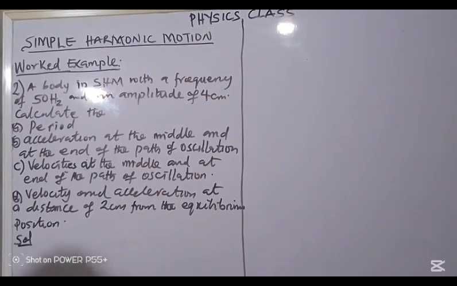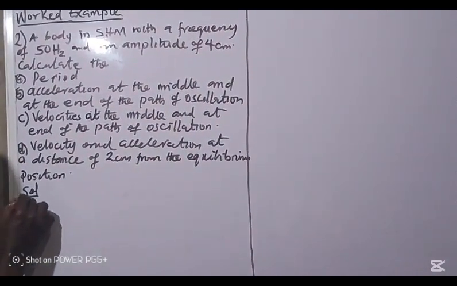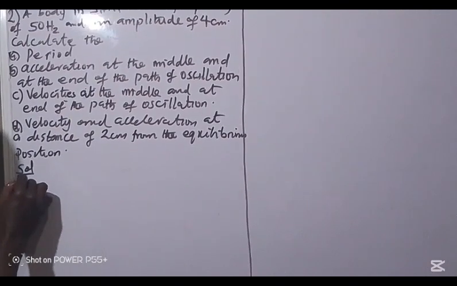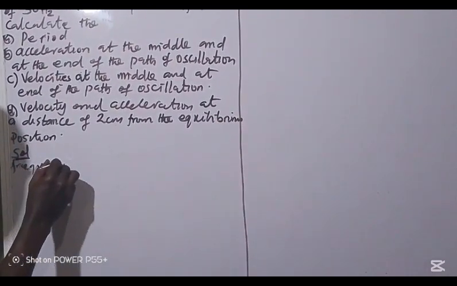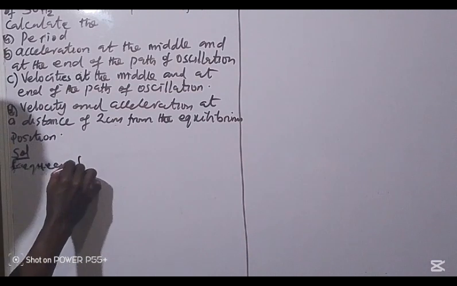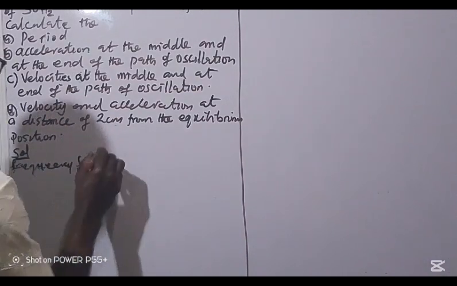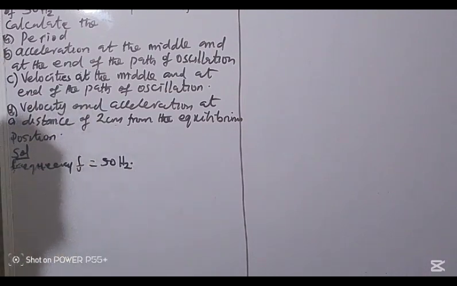Now let's write out the parameters first. According to the question, frequency f is given as 50 Hertz. Amplitude also is given.